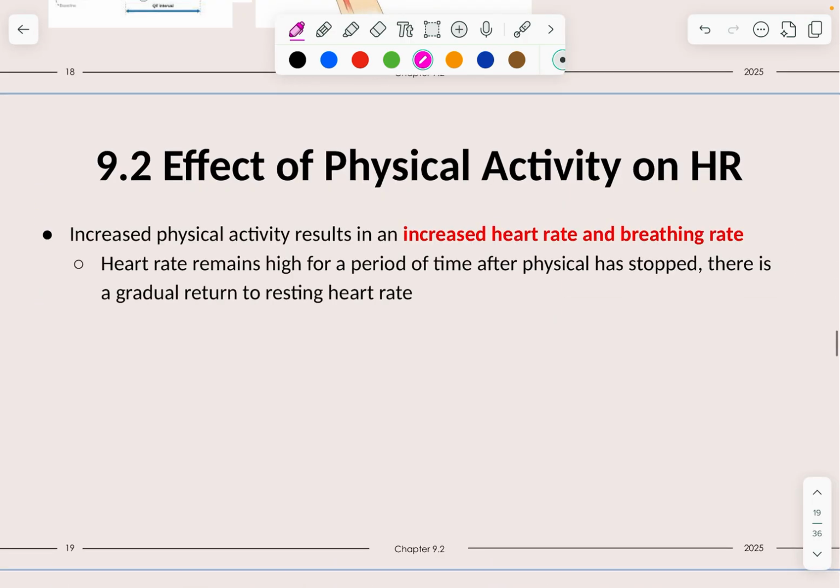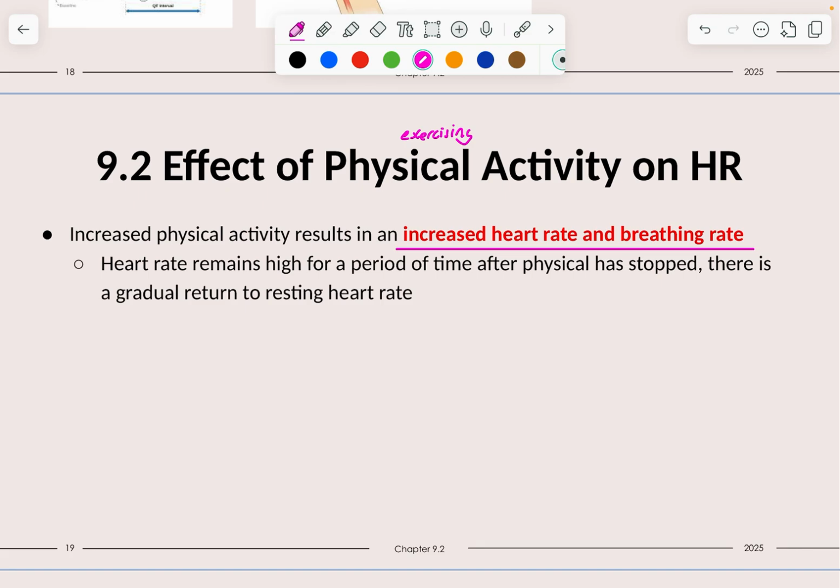Okay, next, effects on physical activity. I'm sure you can name one physical activity, like exercising. That's one. So when you're exercising, I'm sure you can feel your heart thumping very, very loud. It feels like it's beating so quick and fast. So why is this? You can see that with an increase in physical activity, there's an increased heart rate and breathing rate.